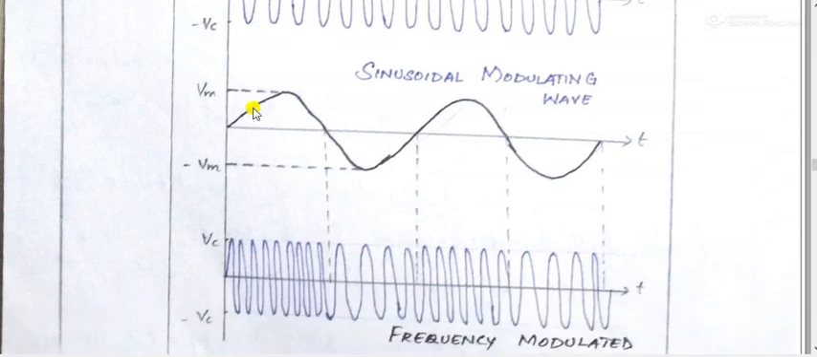And see here, if it is positive, the number of cycles will be higher. If it is a negative cycle, the number of cycles will be lower. Again, if it is positive, the number of cycles will be higher. Per second, how many cycles are transmitted, that is frequency modulation. Again, if it is negative, the number of cycles will be lower. So this is the frequency modulated wave. The frequency of the carrier wave is varied in accordance with the instantaneous amplitude of the modulating signal.